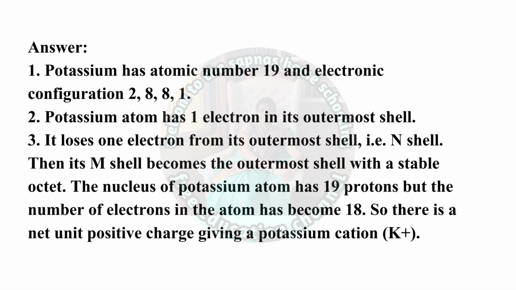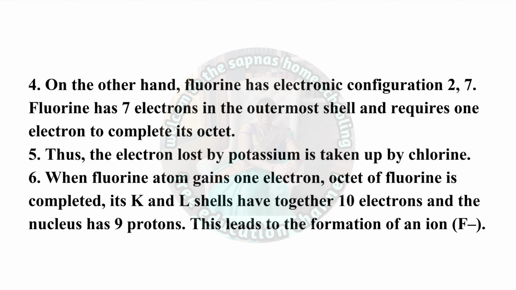with a stable octet. The nucleus of potassium atom has 19 protons, but the number of electrons in its atom has become 18. So there is a net unit positive charge, giving a potassium ion. On the other hand, fluorine has electronic configuration 2, 7. Fluorine has 7 electrons in the outermost shell and requires 1 electron to complete its octet. Thus, the electron lost by potassium is taken up by fluorine.